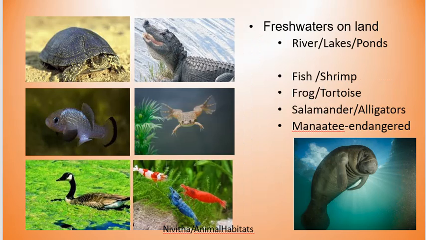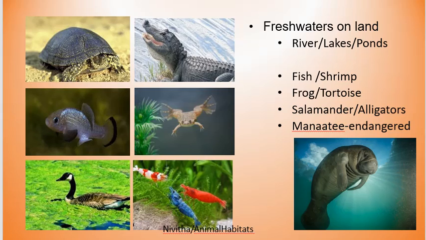Now we have freshwater. What's the difference between a freshwater habitat and an ocean as a habitat? Freshwater is water on the land. They are not as salty as an ocean. They are the rivers, the lakes and the ponds. The rainwater gets collected into or flows through the rivers, lakes and ponds.